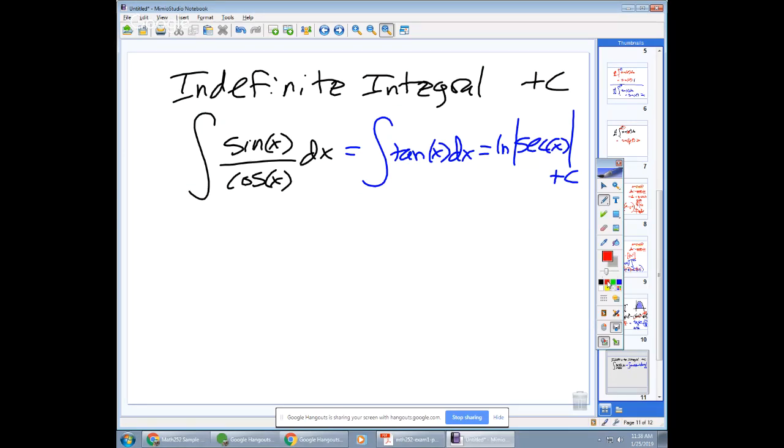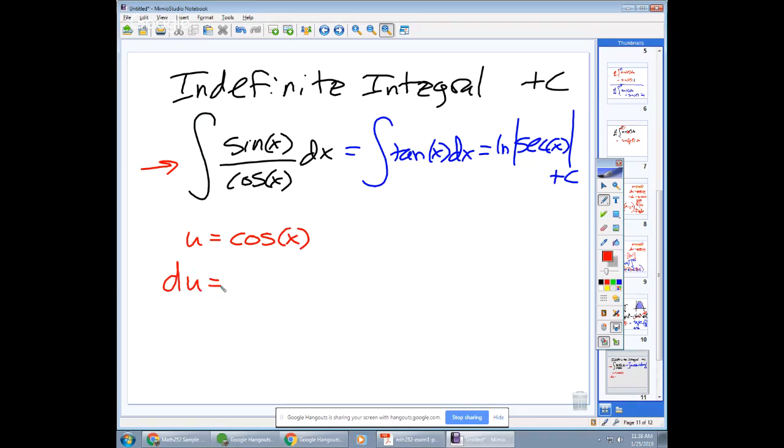Any recommendations? Is it a secant squared? Nope. You could substitute cosine for u. Yeah, since cosine's in the bottom, it's the function within the function. So I would let u equal cosine here. Worst case scenario is you pick u equals sine and it doesn't work, and you try again.